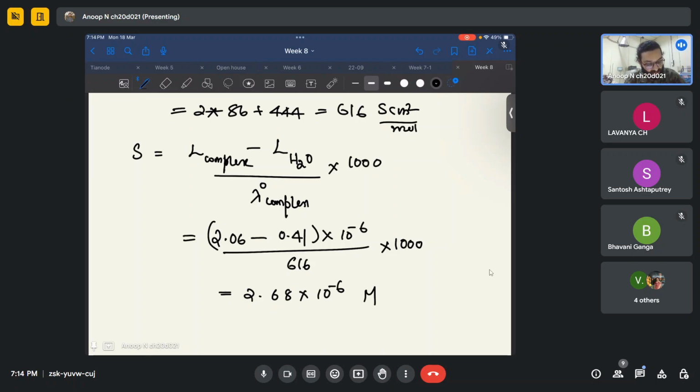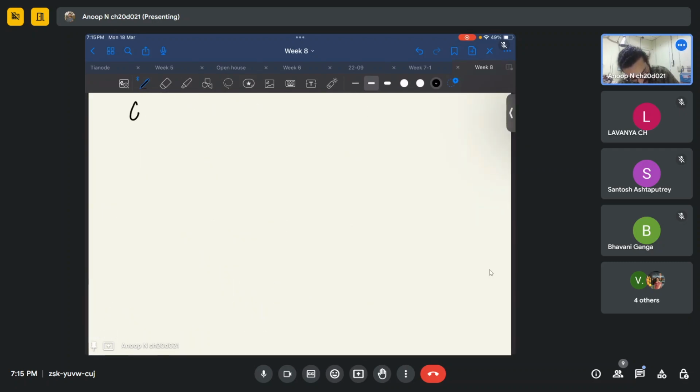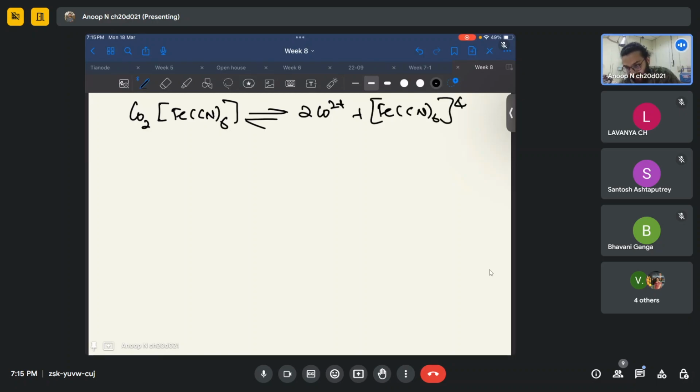So here you see we have converted centimeter square to liter. Liter is a little more convenient unit, that is mole per liter. Molar is nothing but mole per liter. Is it clear? So let's write the equation again. Co2[Fe(CN)6] dissociates like 2Co2+ plus [Fe(CN)6]4-. So here 2S, and this is S. So one mole of the complex gives 2 moles of cobalt 2+ and 1 mole of [Fe(CN)6]4-.